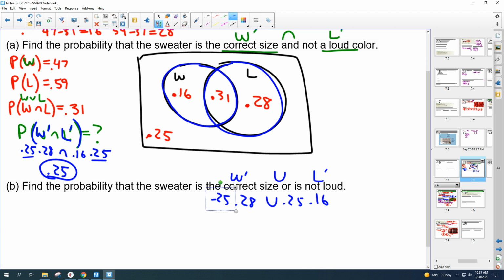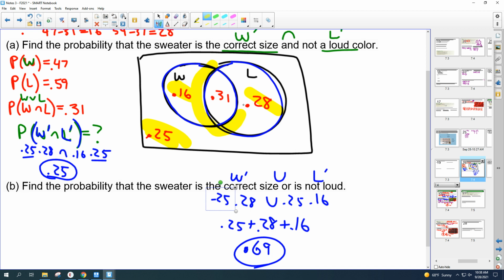If we're going to union that, we mean join. Join means take them all. 0.25 plus 0.28 plus 0.16. You wouldn't take the 0.25 twice. Add those up. 0.28, 0.25, 0.16 adds up to 0.69. That's not wrong or not loud. If you had to color that in, you're coloring in the region with the 0.25 and the region with the 0.28 and the region with the 0.16. That's basically everything except for the football in the middle.